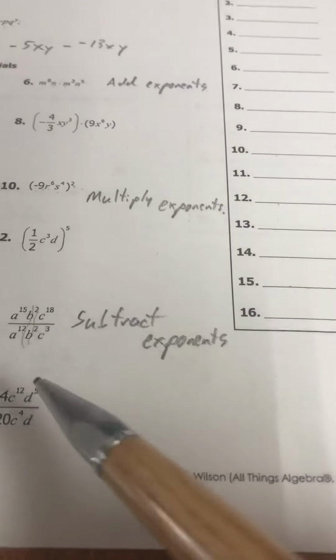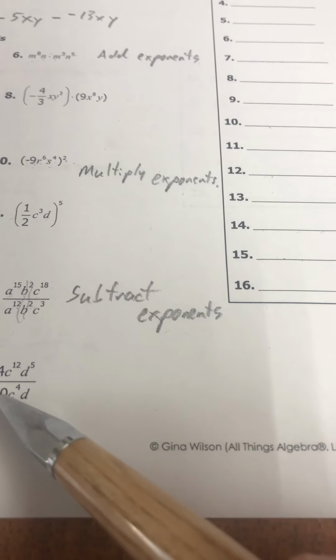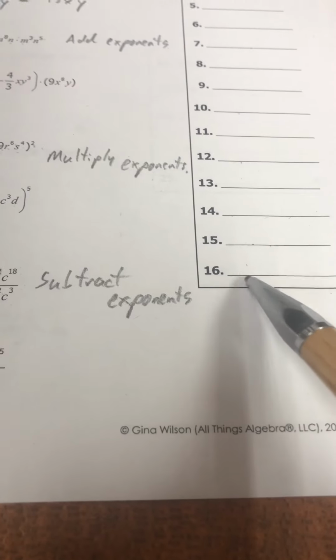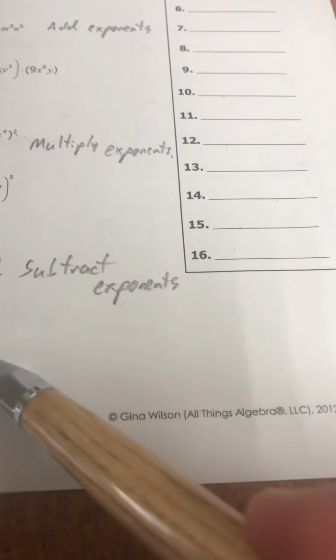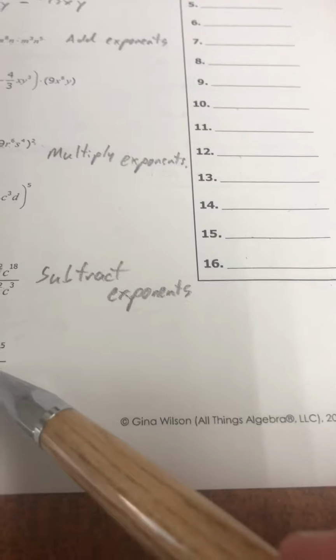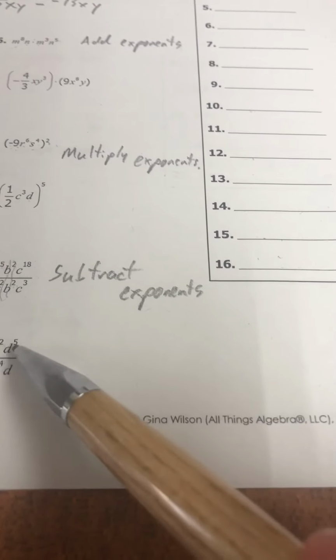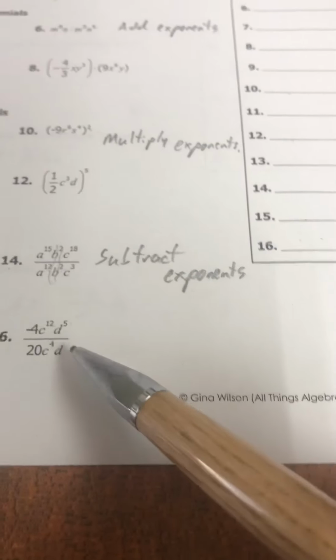And then 16, go ahead and take negative 4 divided by 20, that's your new fraction over here. And then go put a c by it, and it's going to be 12 minus 4. That's your new exponent. And then put a d by it, and do 5 minus 1. Okay?